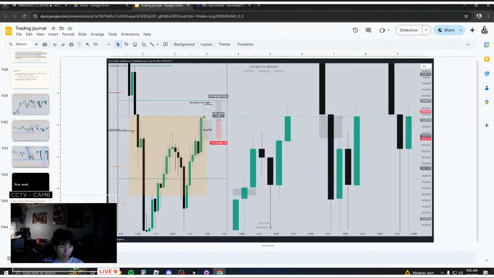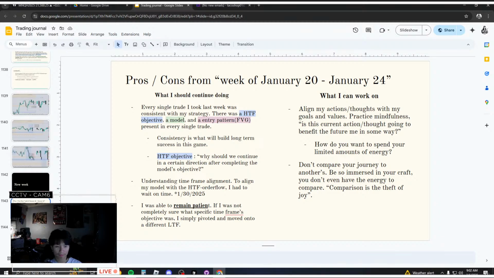But yeah, coming into the pros and cons for this week at least, every single trade that I took last week, I was able to identify the 3 components for my trades, right? So every single trade I was able to identify what my higher time frame objective is going to be, what my model and what my entry pattern is. If I have all of those 3 components to my trade, I should be able to just press the button without hesitation, right? And that shows consistency.